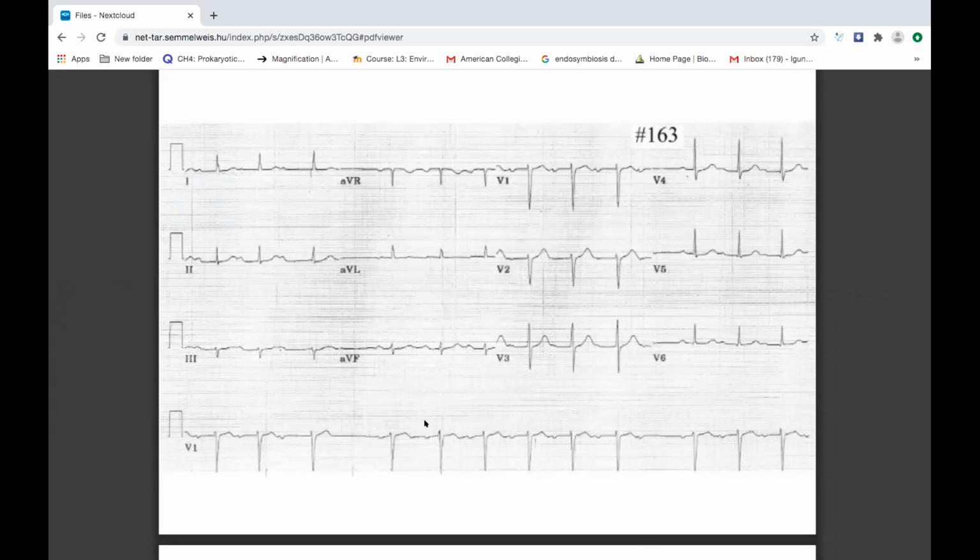Mobitz type 2? No. Mobitz type 1. That you said correctly. Because if you look at the PR interval, can you share your cursor with me? If you go up.